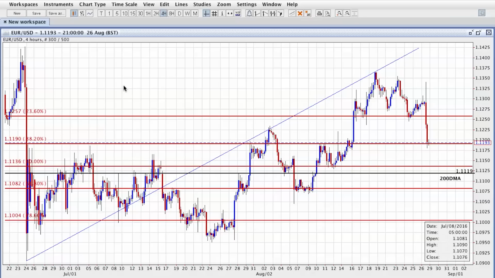Today I'll be looking at the euro against the US dollar. I'll be discussing the recent trading history on this currency pair. I'll also be trying to identify the key technical areas as we move into a new trading week for the euro dollar.